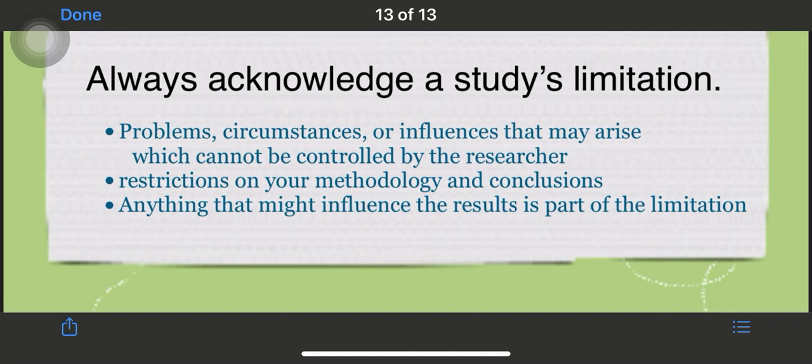Okay? We'll give an example later on. So, the scope and limitation are two different things. Hindi ibig sabihin na na-mention mo na ang scope, understood na nandoon na ang limitation. No. The scope is the coverage, while the limitations are the ones that you did not include for one reason or another.